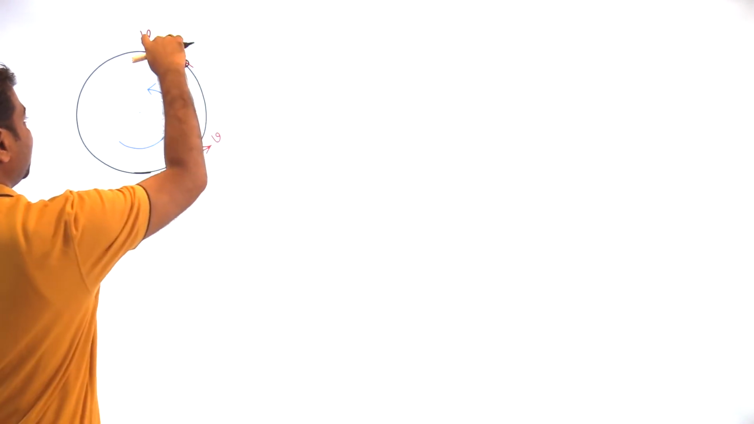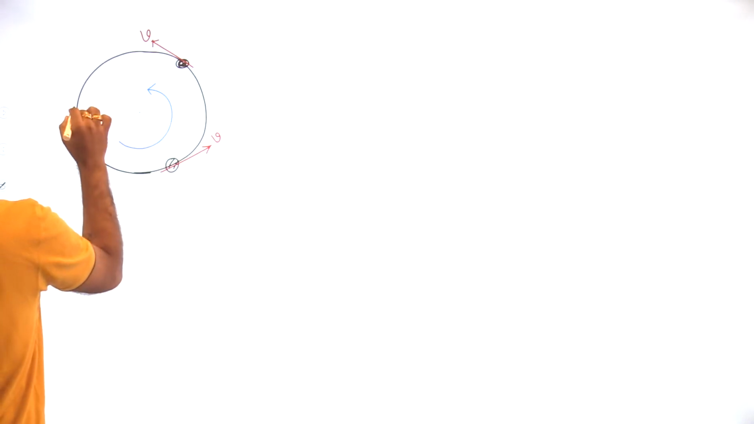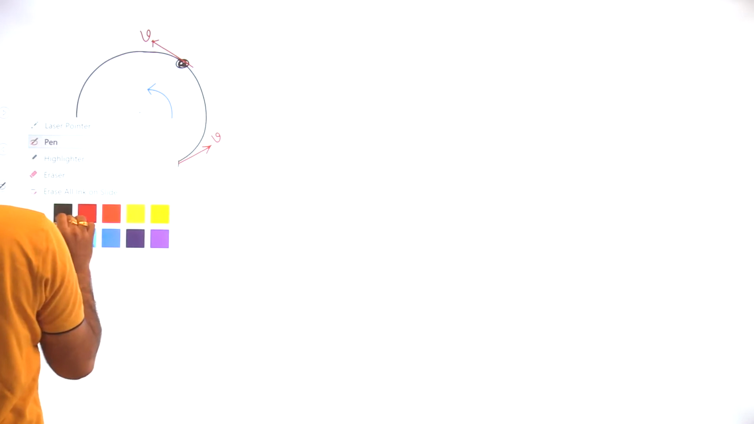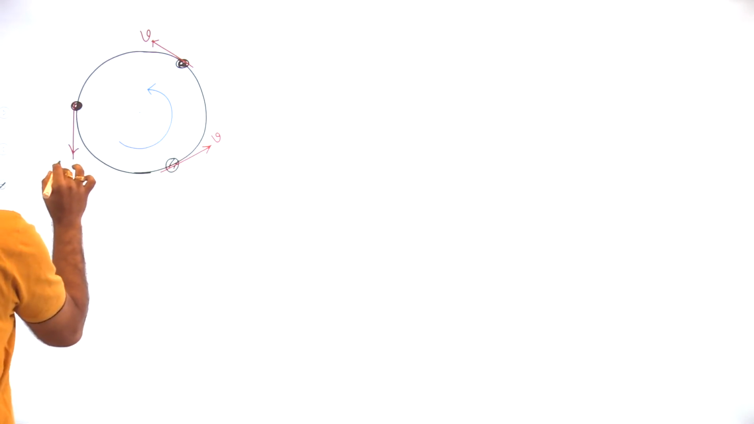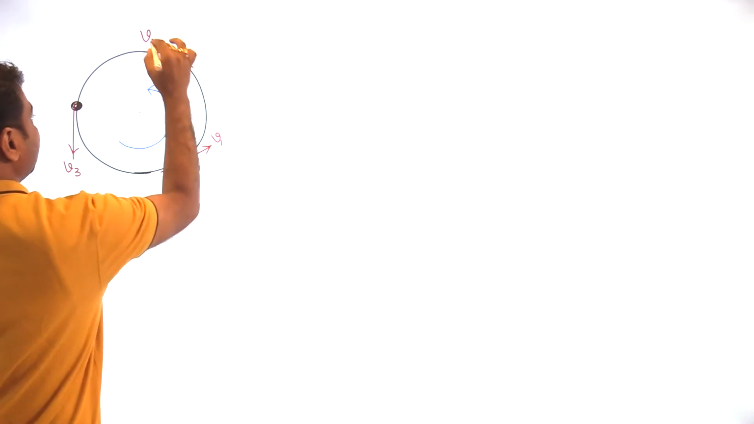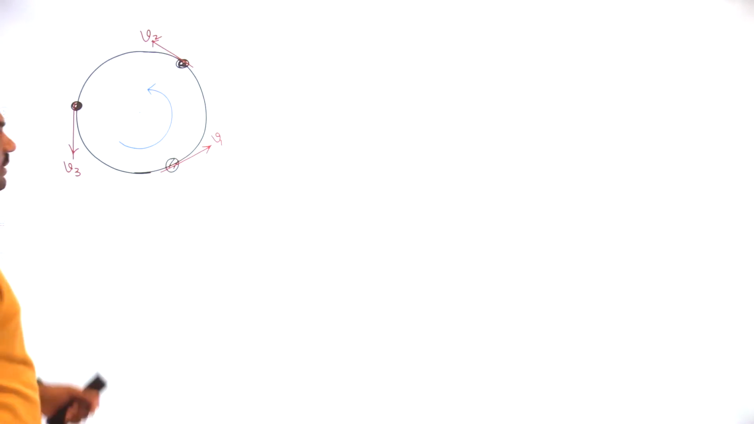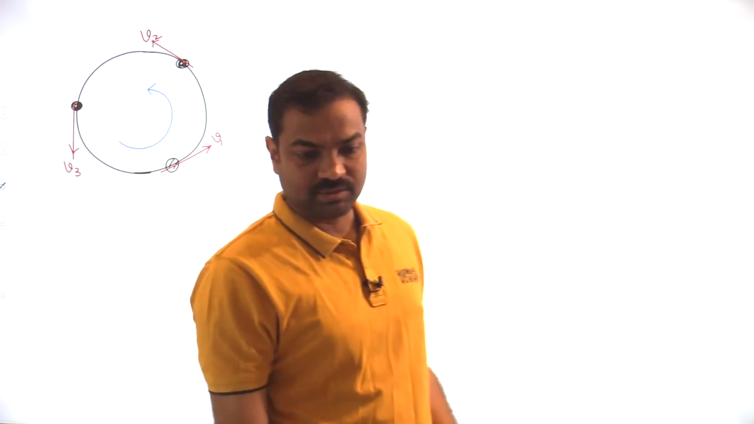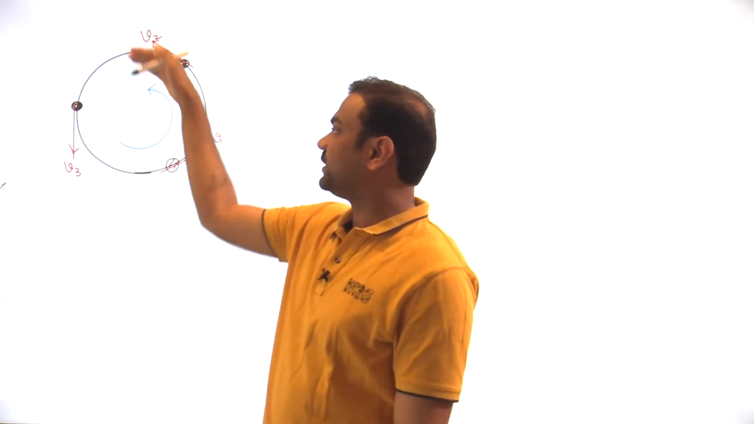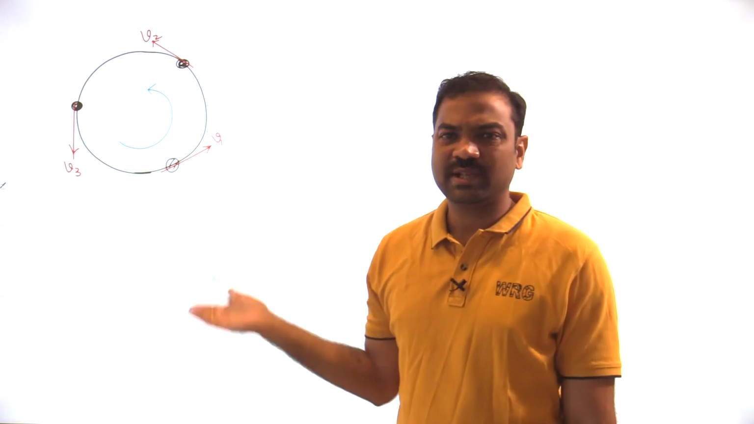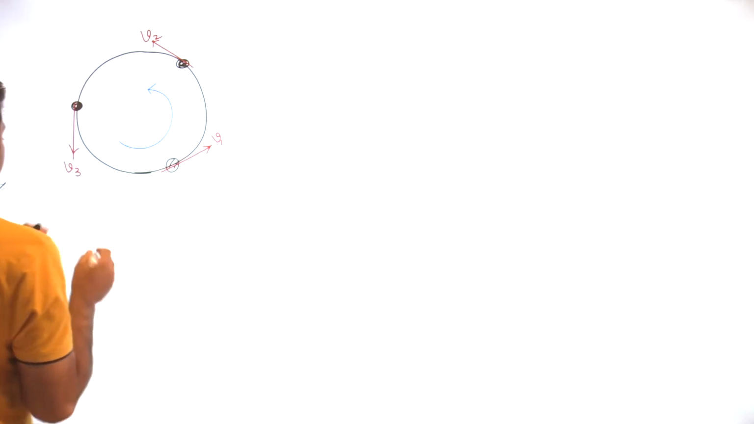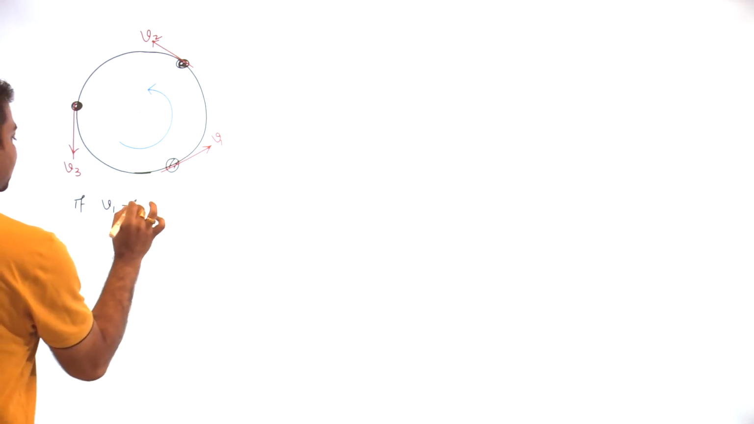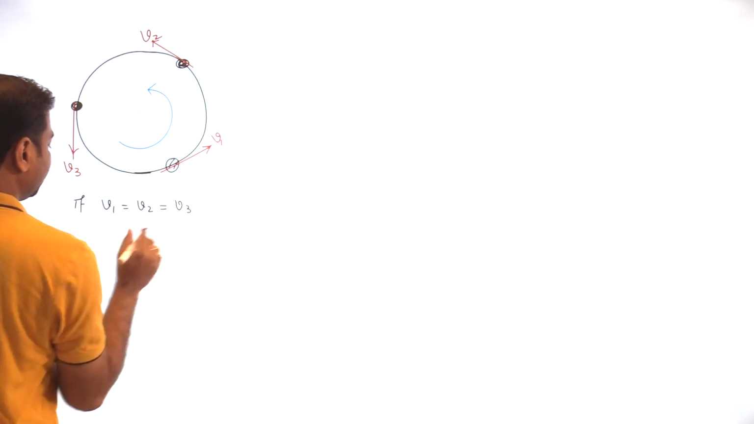Here I am taking v1, v2 and v3. I am taking one more place and writing the velocity direction. All of you are following, it seems, right? So this is v3, and this is v1 and v2. v1, v2, v3 are the magnitudes, and the direction of velocity will be different. So you can say that velocity keeps on changing. Let us say v1 is equal to v2 is equal to v3, that means what?